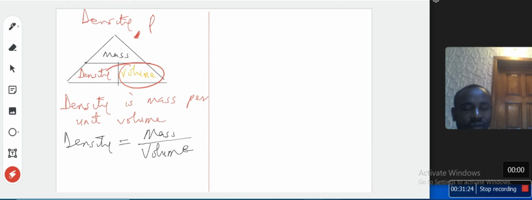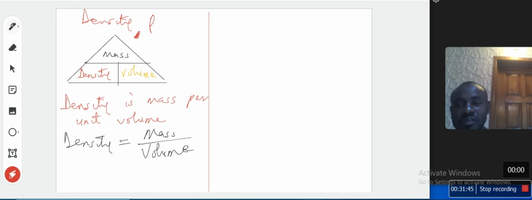What will volume be? So first of all, mass is density times volume, right? And volume is mass over density. What did you say density is? Mass over volume. Okay, so take note of that. Density is mass per unit volume.